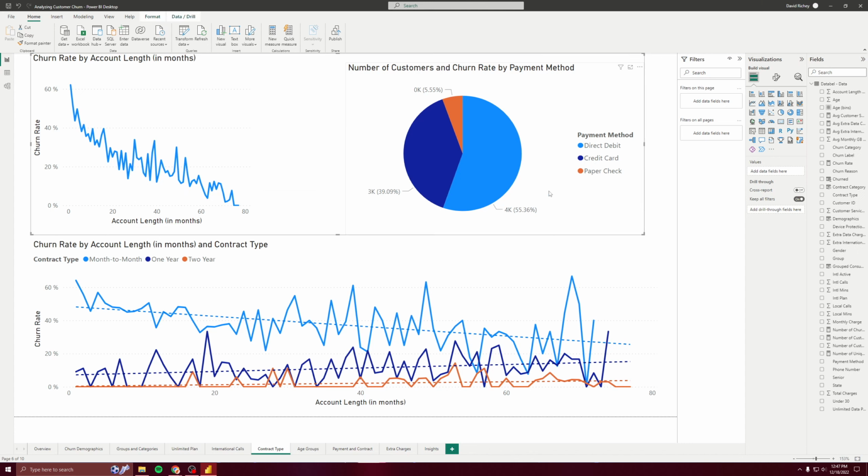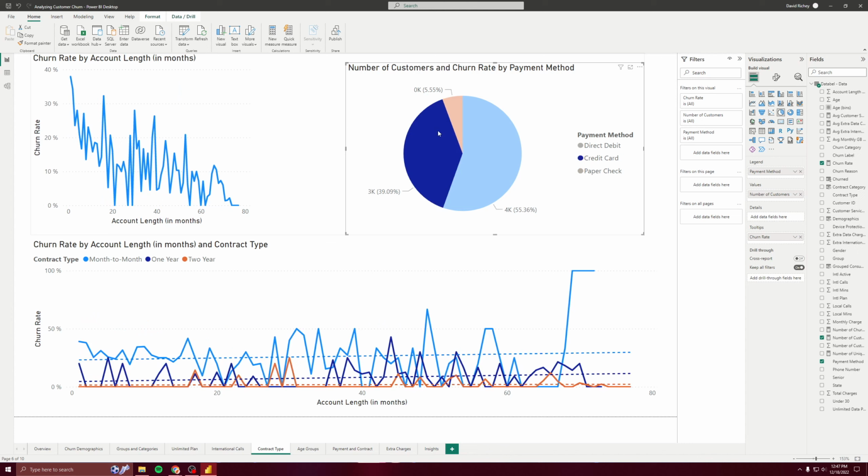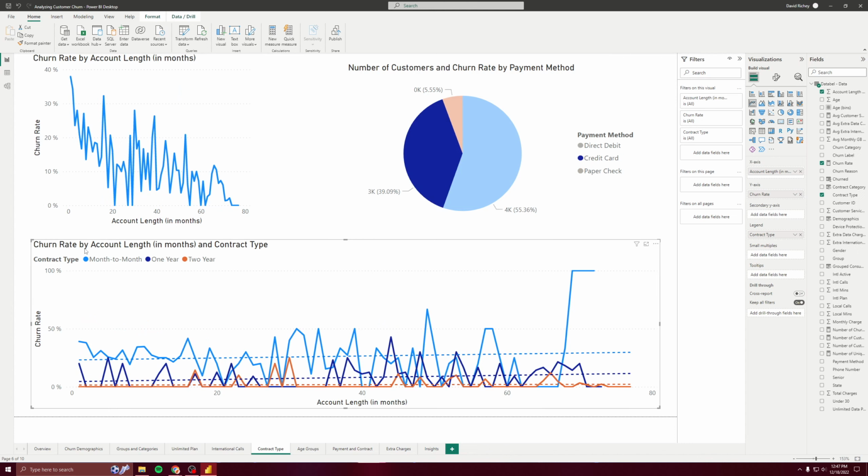Here, a payment type, we see that direct debit, they're leaving the most, and paper check is not leaving as often. And then this is a scatter chart showing kind of combining this churn rate by account length with contract type. So that's just the different colors, and the x-axis is the length in months.